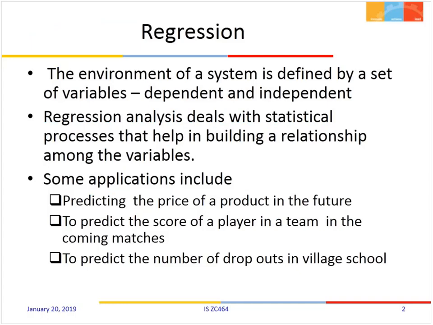So regression is the class of algorithms where we try to make use of different variables which define the environment. So we say that the environment of a system is defined by a set of variables, dependent and independent. What is it that you want your system to predict, on the basis of which information? That is what is very important. So there are certain parameters which are independent, and then there is a variable which is dependent.